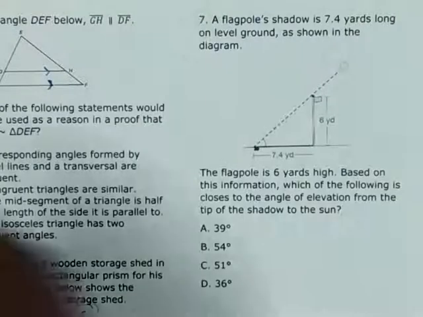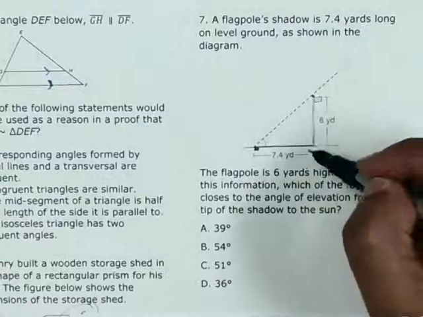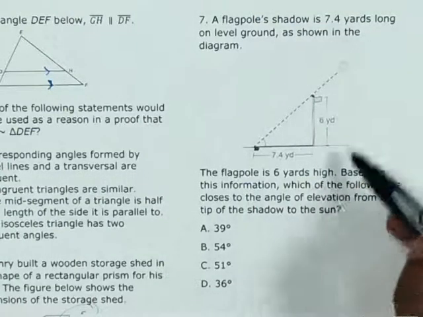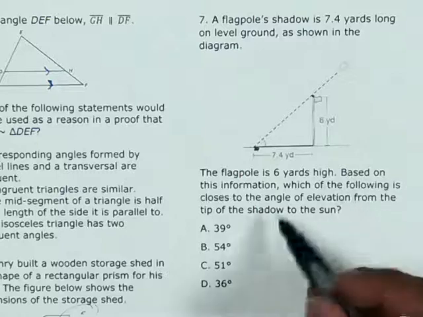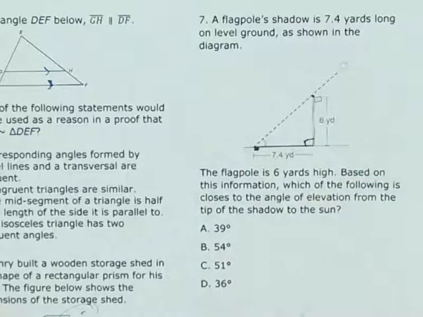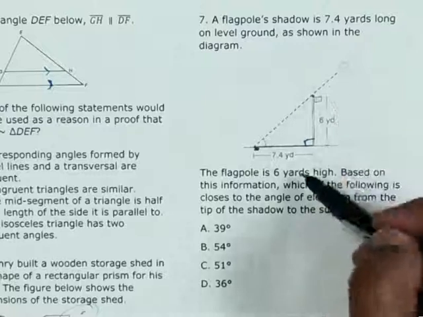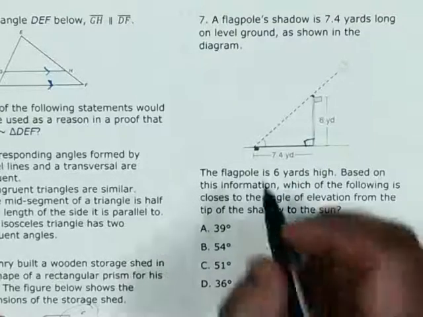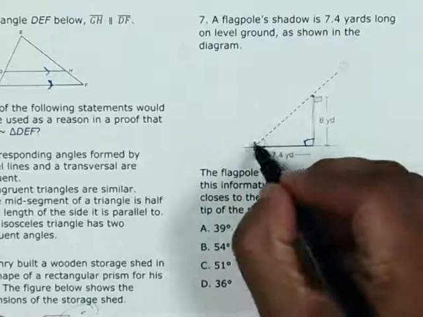All right, now number 7, a flagpole shadow is 7.4 yards long on level ground. Flagpole is 6 yards high. Based on the information, which of the following is closest to the angle of elevation? So the pole should be at a 90-degree angle from the ground. So on this one, we're going to have to use our trig functions. This is the one I want, this angle right here.